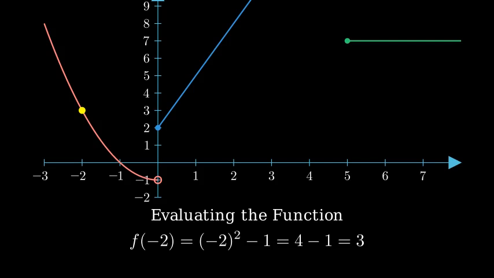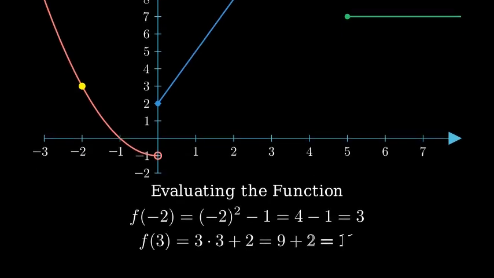Let's try another one. To find f of 3, we use the second piece since 3 is between 0 and 5. So, f of 3 equals 3 times 3 plus 2, which equals 9 plus 2, which equals 11.